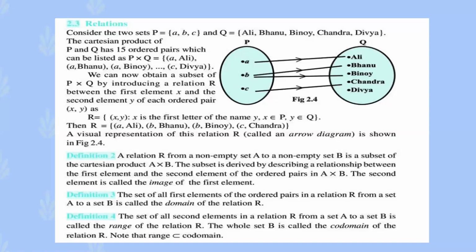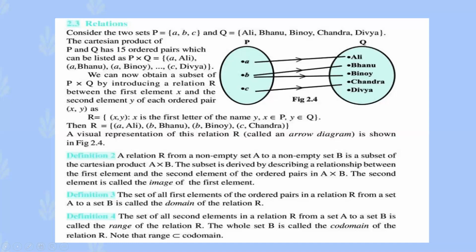So from here you can easily understand all the pairs of this relation were from that A cross B Cartesian product. Now there is a definition of domain also and range also. The set of all first elements of the ordered pairs in a relation R from a set A to a set B is called the domain of the relation R. The first elements here you can see are A, B and C. This combined is known as the domain of relation R.